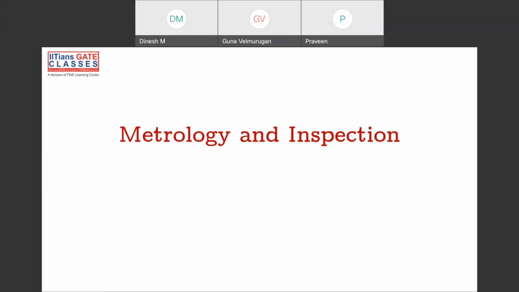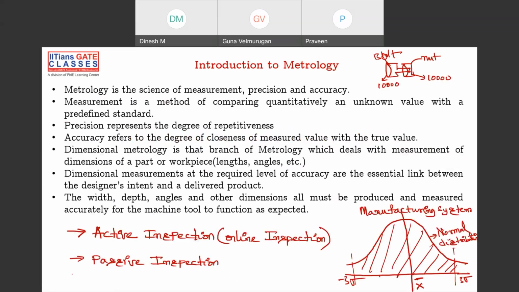Okay, fine. So what is metrology? Metrology is the science of measurement, precision, and accuracy. That is what is important. These three terms are very important. Measurement: how are you going to measure? Right? How are you going to measure?